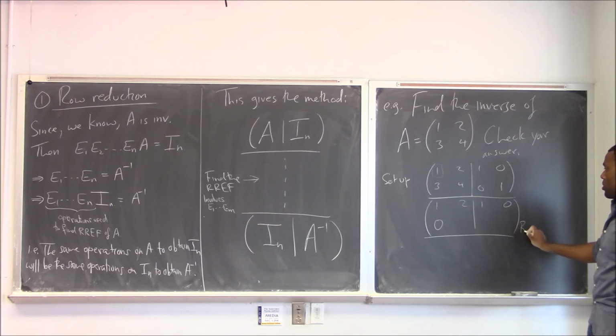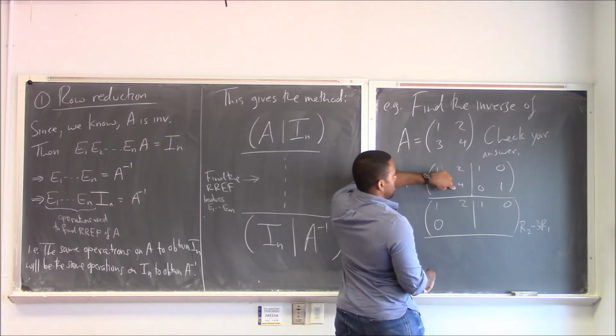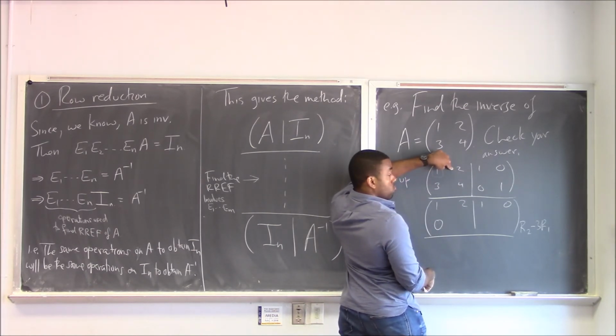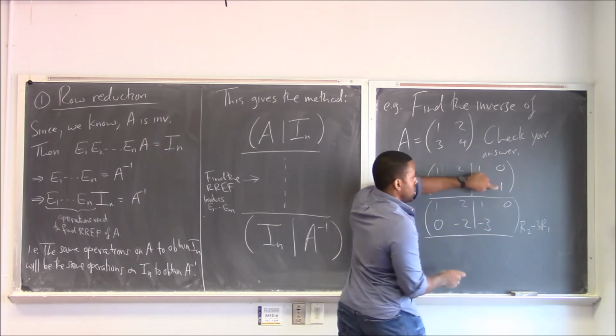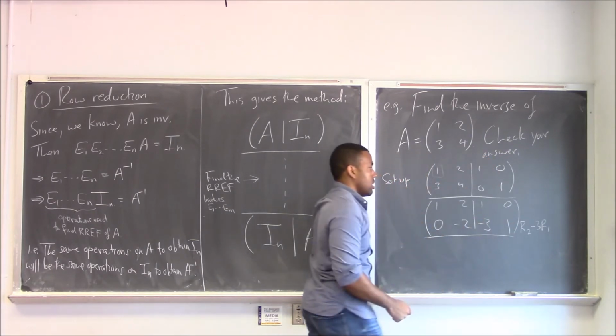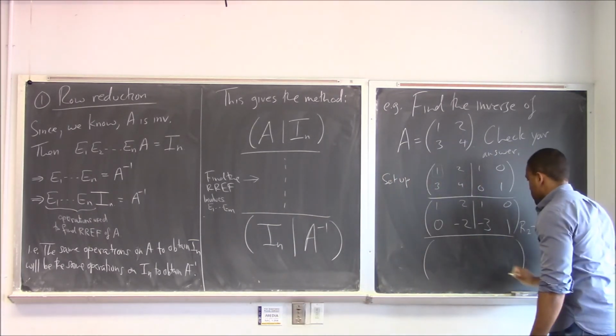Multiply row 1 by -3, add it to row 2. Yeah, so I'm going to take row 2 minus 3 times row 1. So this minus 3 times that is 0. This minus 3 times that, minus 2. This minus 3 times that is that.